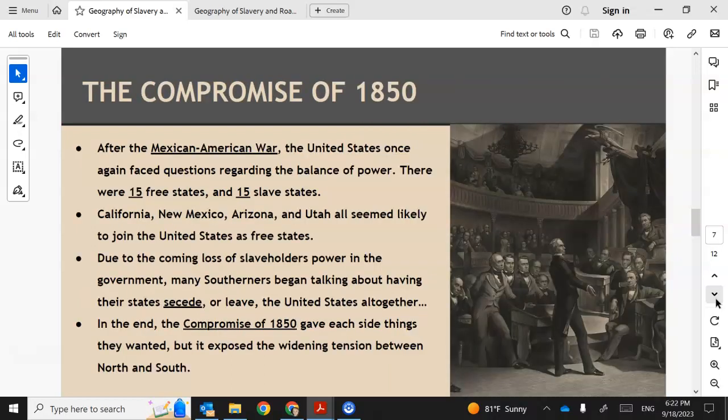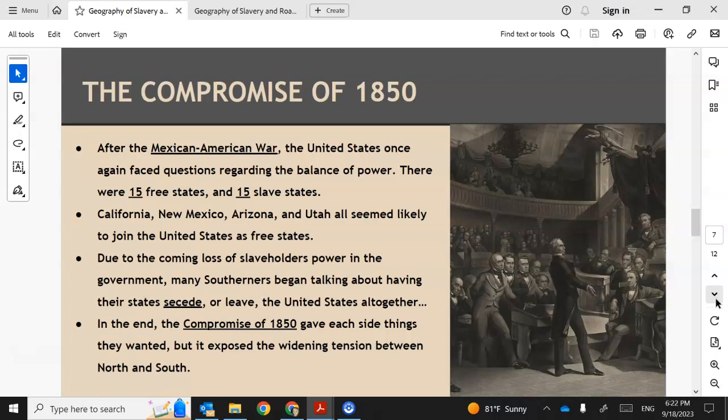So we end up with the Compromise of 1850. We've got the Mexican-American War ending, and we're trying to figure out this stuff. At this point, we have 15 free states, 15 slave states. So we've increased the number of states. California, New Mexico, Arizona, Utah are looking like they're going to be free states.